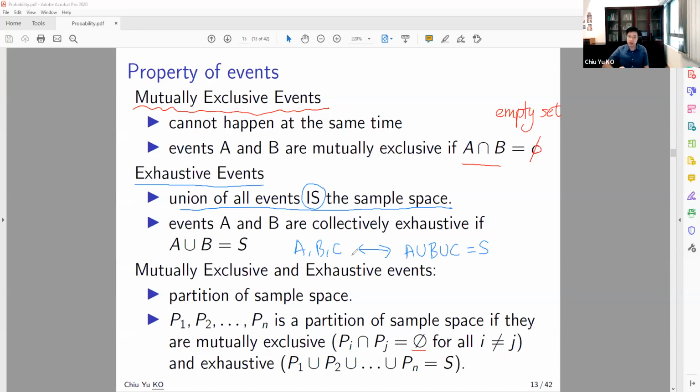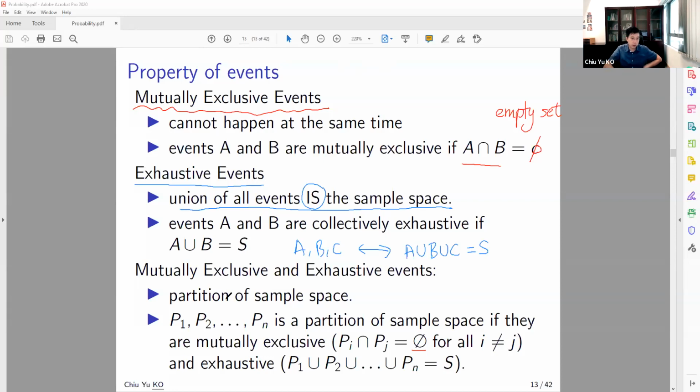So it can be a lot of things called collectively exhaustive, okay? So let me repeat a little bit. Mutually exclusive is both cannot be at the same time, okay? Both cannot be true. If one is true, the other must be false, but they can both be false, okay? Exhaustive event means at least one of them must be true because you already exhaust the whole sample space, okay? These two will give a definition of a very important idea.